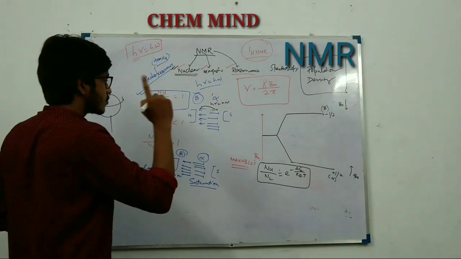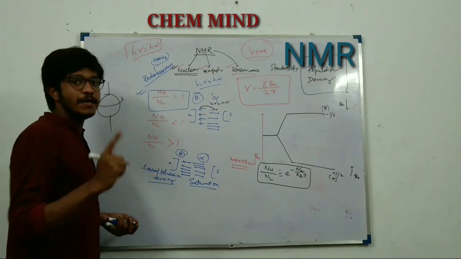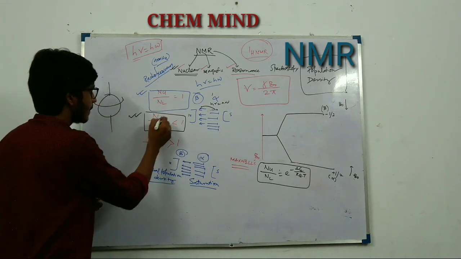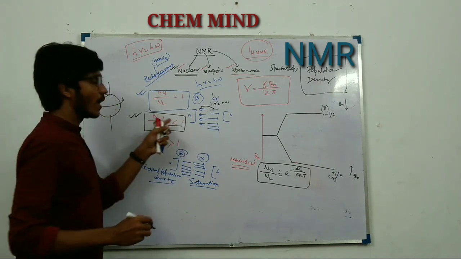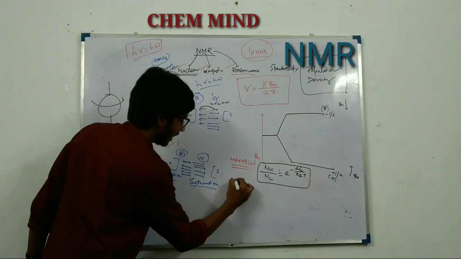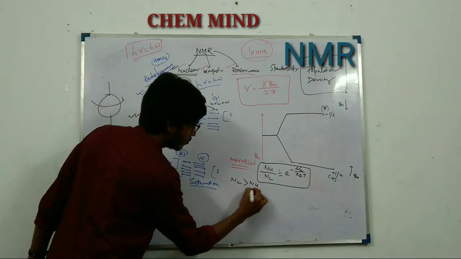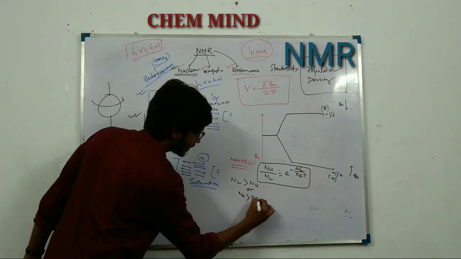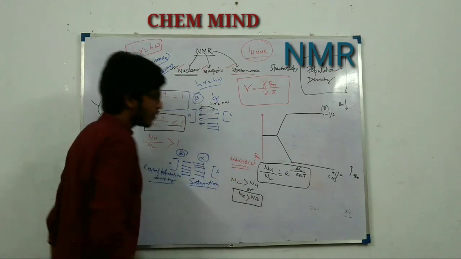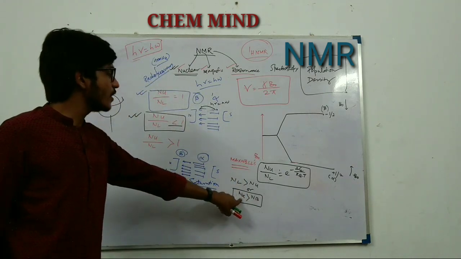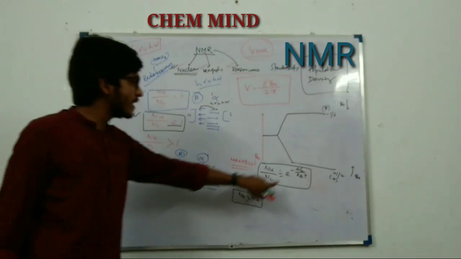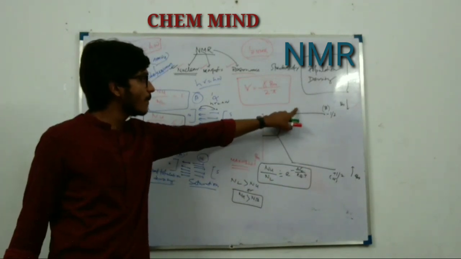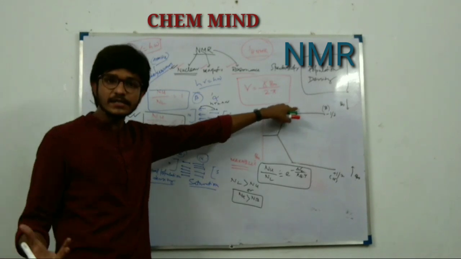This particular nucleus has to radiate some thermal energy. So for getting the continuous peak, this phenomenon is very important: Nu by Nl is less than 1, meaning Nl should be greater than Nu, or you can write that N alpha should be greater than N beta. That is, the number of nuclei present in the alpha state should be greater than the number of molecules present in the beta state.